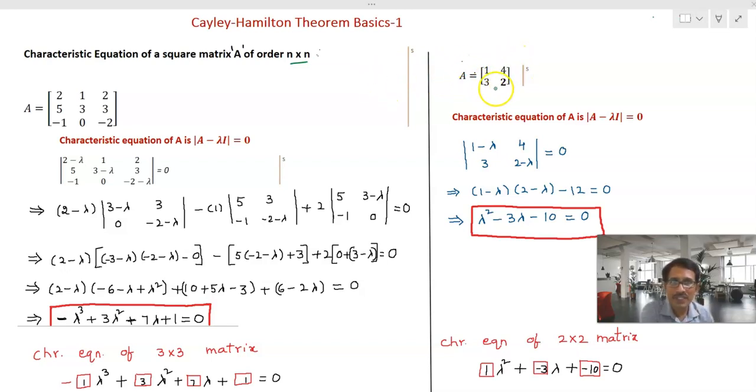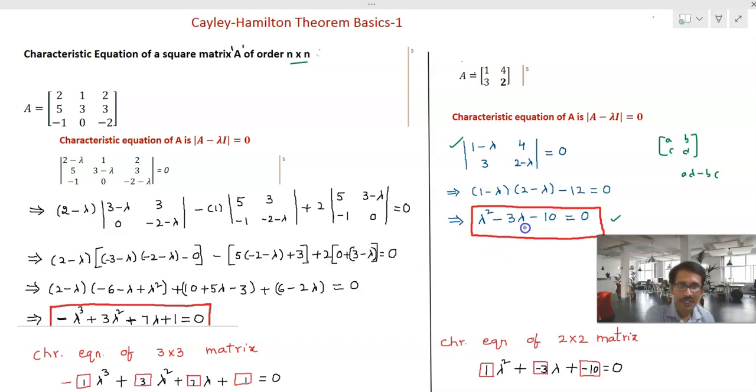First we see what is the characteristic equation of a 2 by 2 matrix. For example, I have taken A as this. The characteristic equation, we know, is determinant of A minus lambda I is equal to 0. That is what we got here. After simplification, what is the determinant of a 2 by 2 matrix with entries a, b, c, d? The determinant is ad minus bc. So using that formula, you got this polynomial.